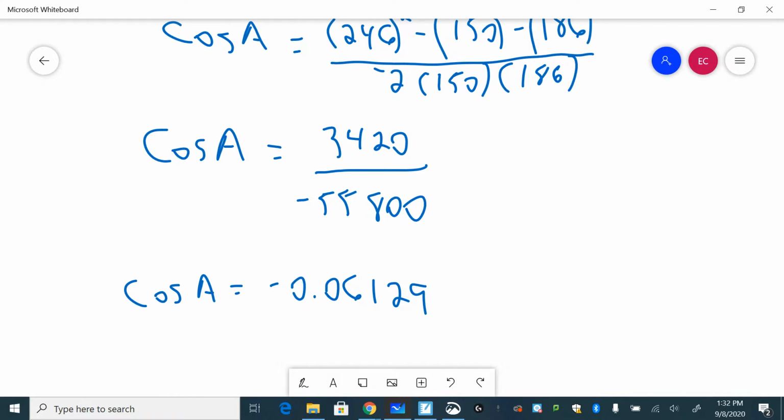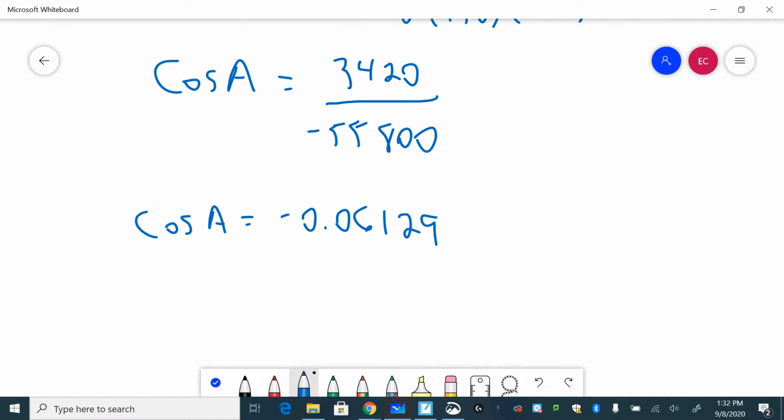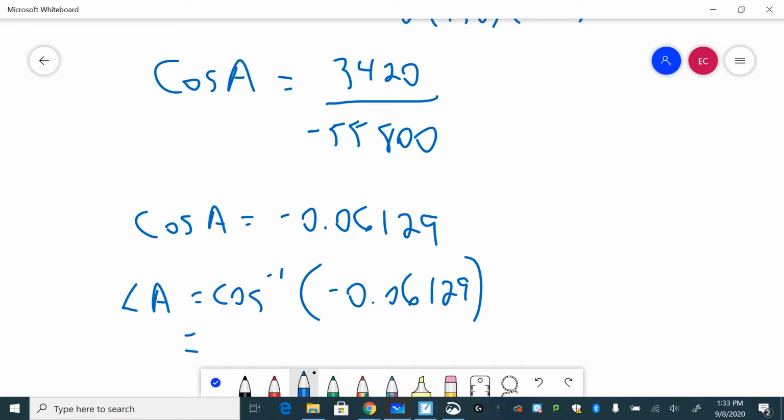Now remember, you're solving for an angle, so you're doing the cos inverse. So angle A is the cos inverse of -0.06129. Now, whenever you do cos inverse, doesn't matter if it's positive or negative, but it needs to be 0 point something, otherwise you're going to get an error. So cos inverse of that is 93.5 degrees. So I'll just say 94 degrees just to keep life simple.